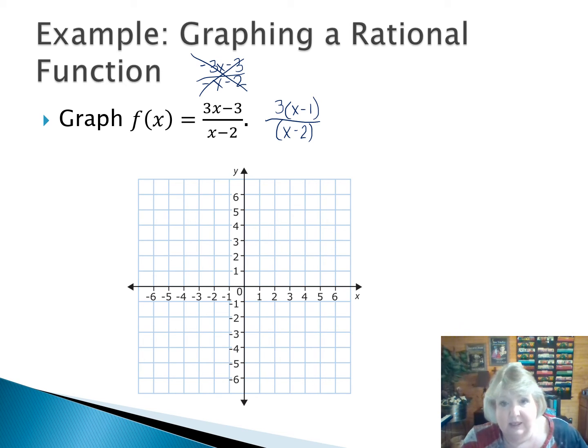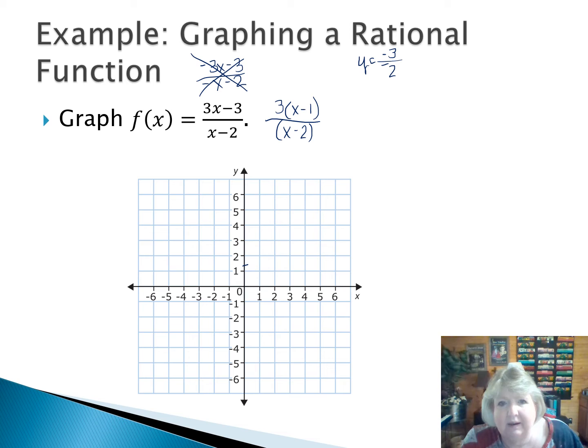Okay, so the next thing I try to do is find my intercepts. To find my y-intercept, I let x be 0. So y is 3 times 0, which is 0, minus 3 is negative 3, over 0 minus 2, which is negative 2, so that's positive 3 halves. So (0, 3/2) is my y-intercept.